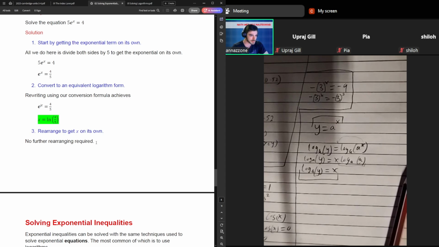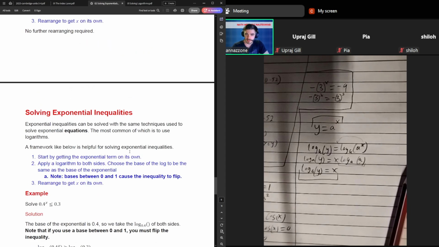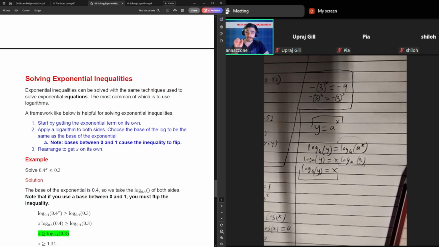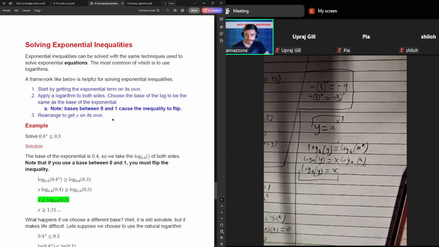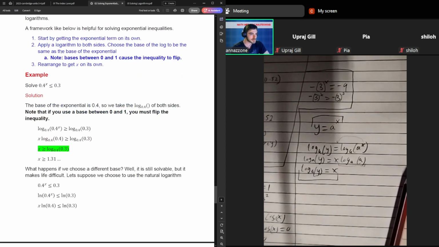Okay, so that's the 3 key ways that we can solve exponentials, at least exponential equations. One of the things we also have to look at is how to solve exponential inequalities. A little bit different. Thankfully, we did just have a look at the method by which we can do this. So, as follows, you'll have some sort of exponential like this. So in this case, 0.4 to the power of x less than or equal to 0.3.